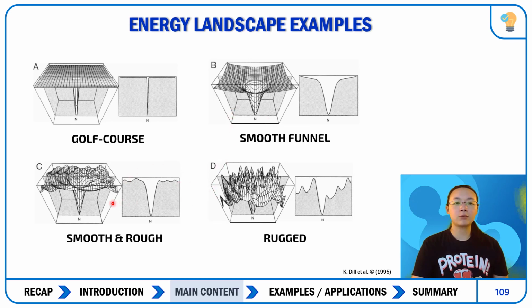Meanwhile, you also have proteins that have rugged folding landscapes, and these are proteins that are said to be under kinetic control. So there's a lot more variety, and it's harder for the protein to fall down a hill of possibilities.